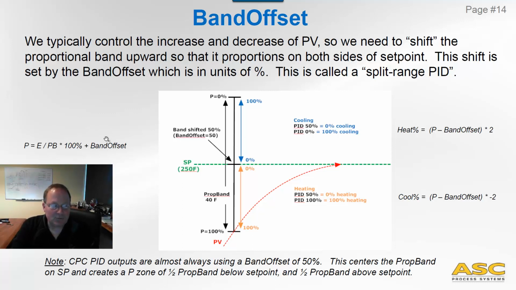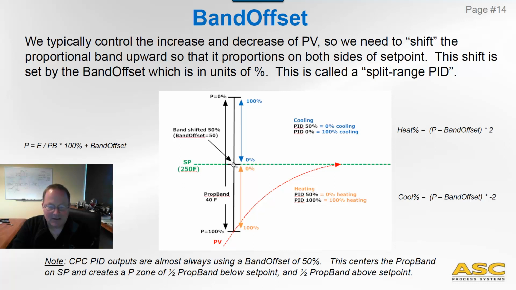Here's the calculation when we put in a band offset: it's the normal P equals E divided by PB times 100, plus the band offset. You can see here I've taken a 40 degree F proportional band and shifted it 50%. So now 50% is here. The PID output band is basically shifted by 50.